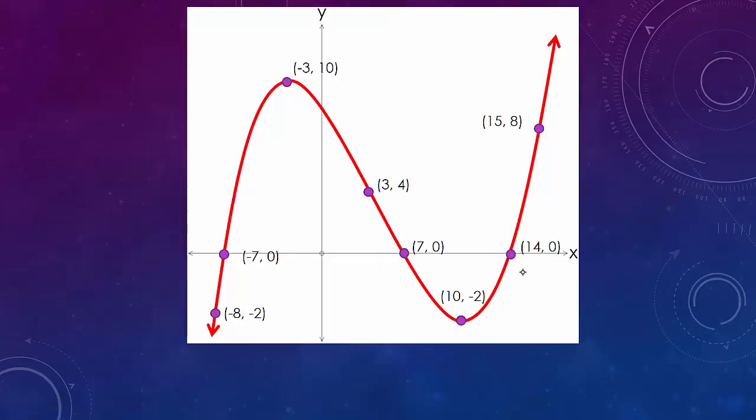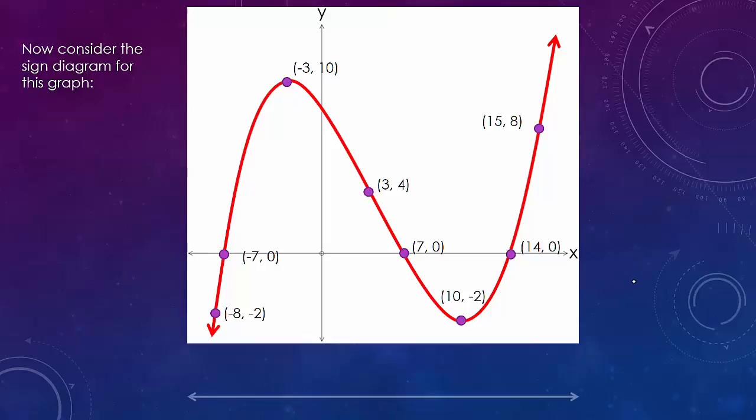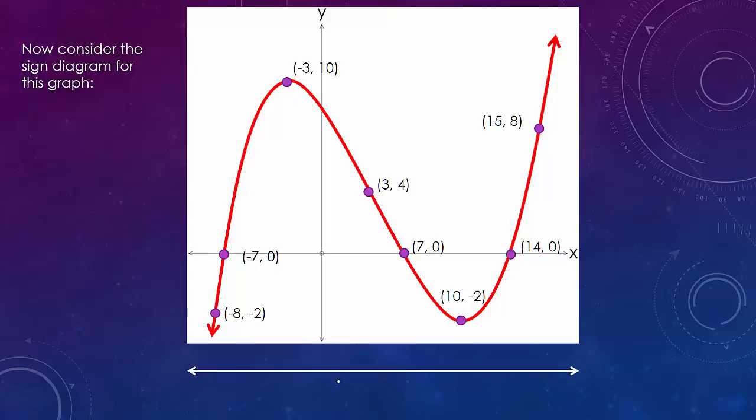So, here we have the same curve with those points shown. Consider the sign diagram for this graph. So what we draw is just an x-axis. And then at -7, we have an x-intercept. We have another x-intercept at 7. That's where the graph crosses the x-axis. And we also have one at 14.